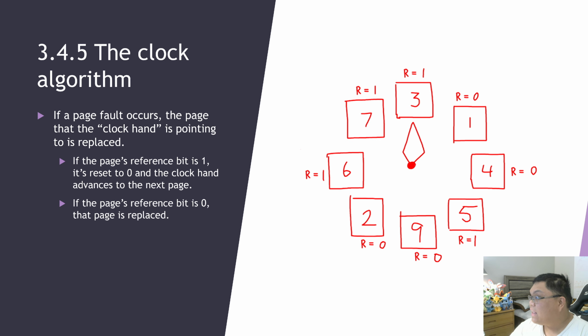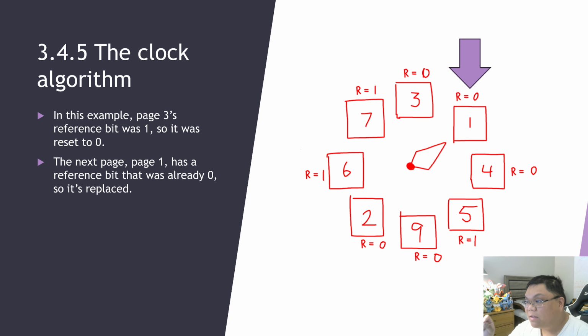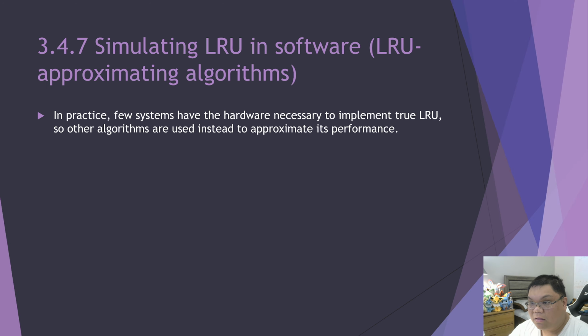So, the pointer hand indicates the page that we are to replace if we are to perform a page replacement. Say we want to replace page 3 with some other page, but its reference bit is 1. If that reference bit is 1, we set it back to 0 and we go to the next page. The pointer hand pointing to page 1, that is the page that we are going to replace because that reference bit is 0. If we need to load in a new page, we take out page 1 and then load in our new page in its place.